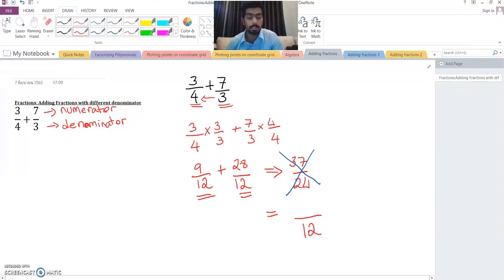Alright guys, we will not add the denominators. We will only add the numerators. And now what do we have here? We have 9 plus 28, which is 37. And this is our final answer. Now if you take a look at this, this method works when we have two fractions and the denominators of the fractions are an even number and an odd number.